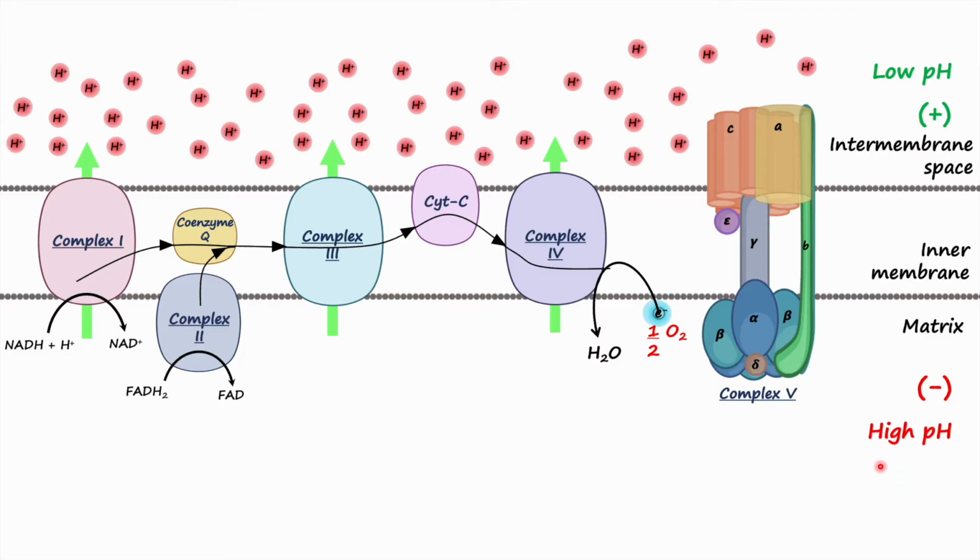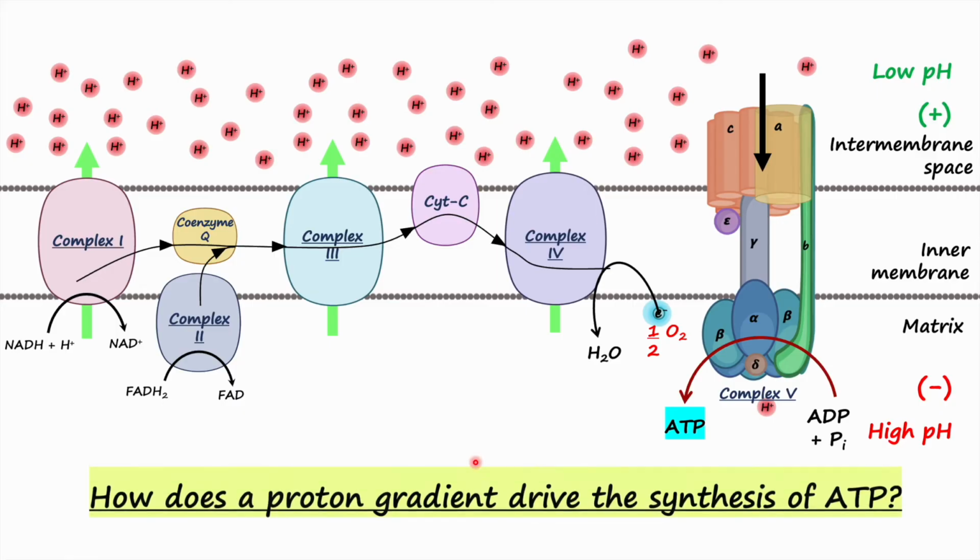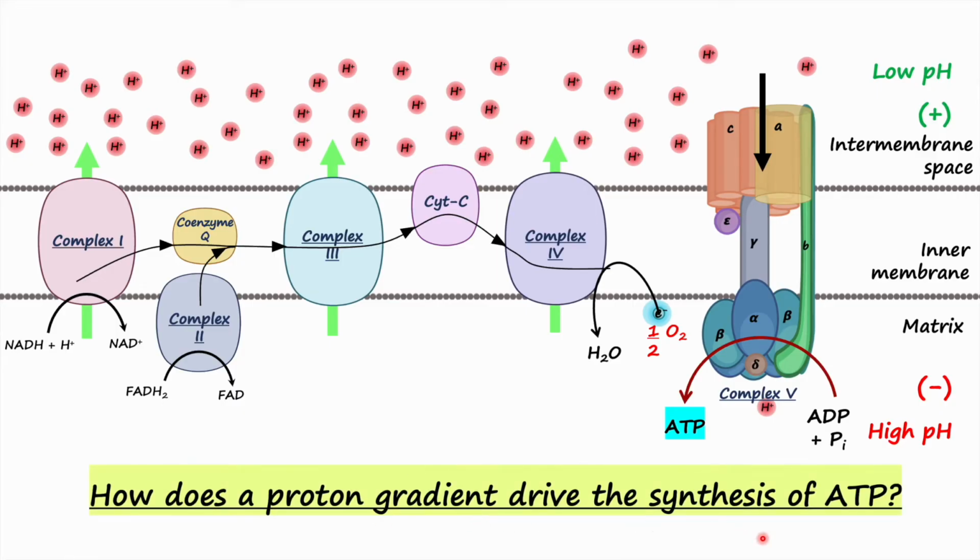matrix has high pH. So once the proton gradient is established, the protons from the intermembrane space then diffuse down their electrochemical gradient through complex 5. As they are diffusing through complex 5, ADP is phosphorylated to synthesize ATP. So basically the important message here is the formation of the proton gradient. If the proton gradient is not established, that means the protons cannot diffuse through complex 5, and that can lead to the inhibition of ATP synthesis. So the question is, how does a proton gradient drive the synthesis of ATP?